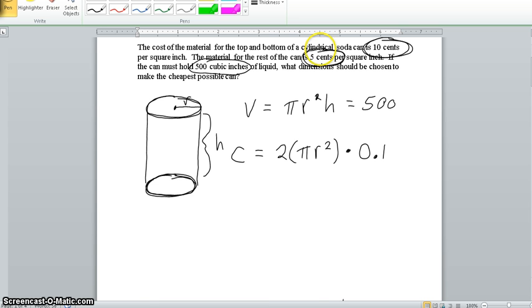Now we also need to add to that the cost for the rest of the can, which is 5 cents per square inch. So how am I going to figure out the area, or the number of square inches, for the rest of my cylinder? Well, what I'm going to do is imagine if I could make a cut down one side and then unravel the cylinder. Maybe an easier way to imagine it is if you take a piece of paper and roll it up into a cylindrical shape. Of course, you can always unroll that piece of paper and set it flat on your table, and if you do that, it looks like a rectangle.